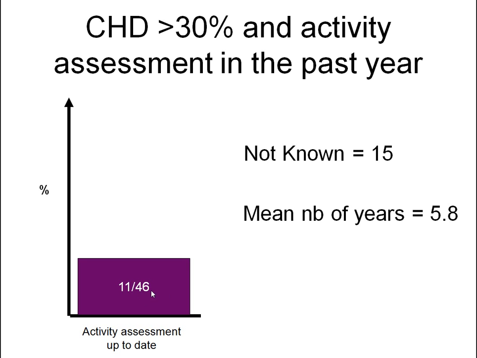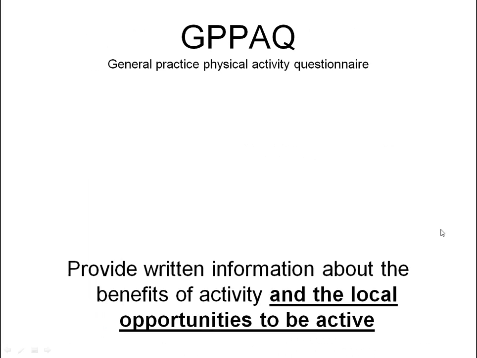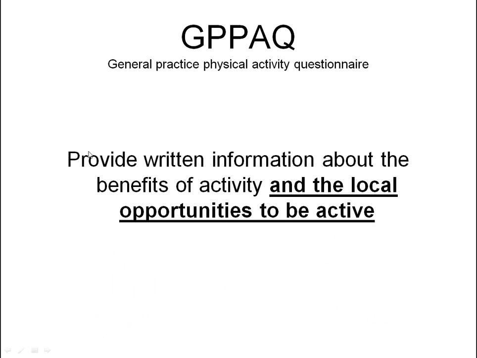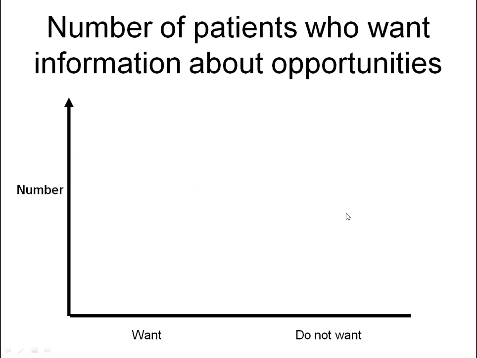In 46% of patients with this risk, it was up to date, a number were not known, and where it should be completed every year, the mean number of years where it was completed was 5.8. Then the advice or guideline states that the practice should provide written information about the benefits of activity and the local opportunities to be active.